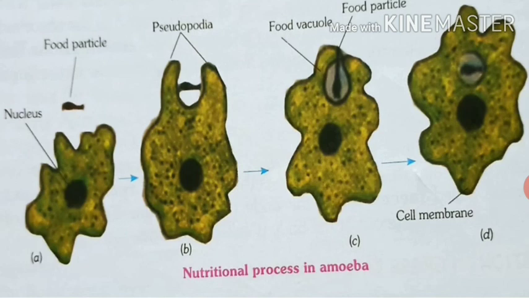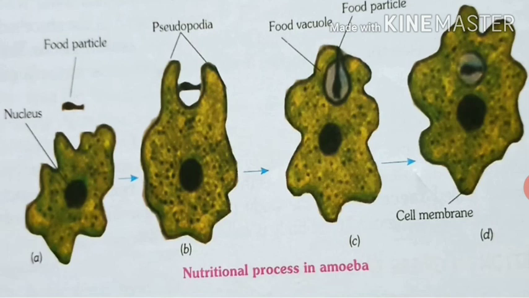तो सेल मेम्ब्रेन आपको दिख ही रहा है पिक्चर में, तो सेल मेम्ब्रेन rupture हो जाता है. Rupture का मतलब होता है टूटना, टूट जाना. तो सेल मेम्ब्रेन जो होता है वो rupture हो जाता है और जो undigested food particles amoeba की बॉडी में होते हैं वो इसके through यानी सेल मेम्ब्रेन के through बाहर चले आते हैं. So this is the process of nutrition in amoeba. I hope you understand the nutrition in amoeba.